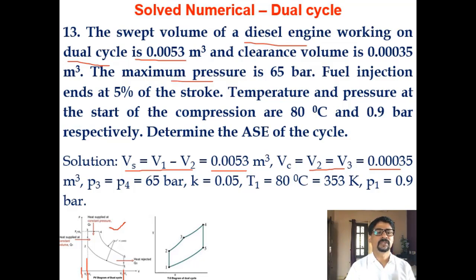The maximum pressure is 65 bar. Maximum pressure is always P3 equal to P4. You can check the diagram here. P3 is equal to P4, 65 bar. The fuel injection ends at 5% of the stroke, meaning cutoff K is equal to 0.05. The temperature and pressure at the start of compression are 80 degrees Celsius and 0.9 bar respectively. That is, T1 is 80 degrees Celsius and P1 is 0.9 bar at the start of the compression process. Okay, let us solve this problem.